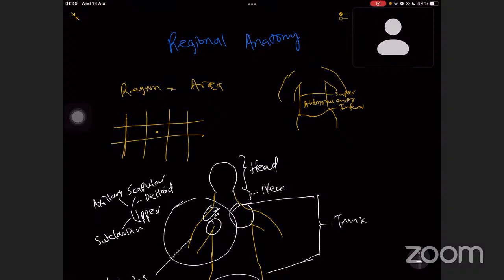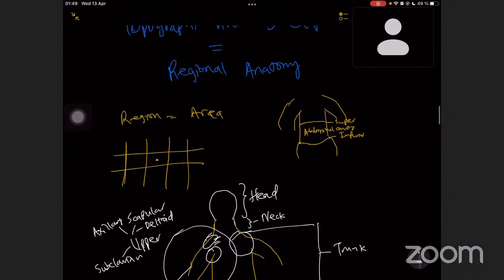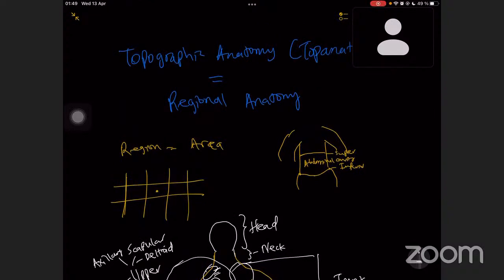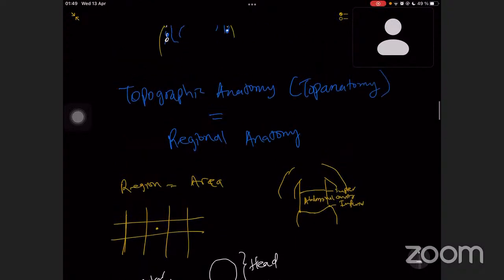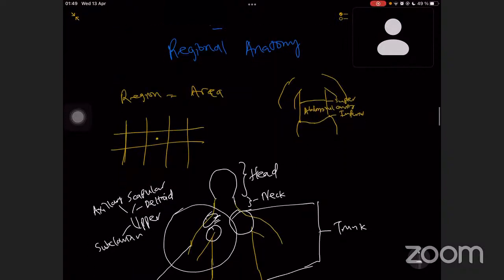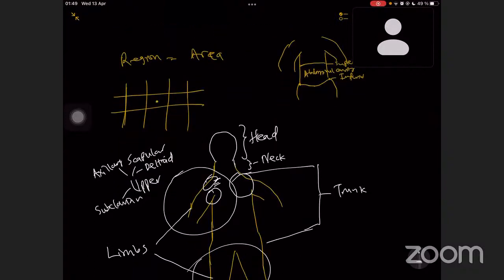So now let's talk about regional anatomy. Regional anatomy is also topographic anatomy. Topographic anatomy is also known as regional anatomy. Now, a region is an area. This area is marked artificially on the surface of the body. For example, the abdominal area, we divide it into 9 parts, right? And you have the umbilicus right here.